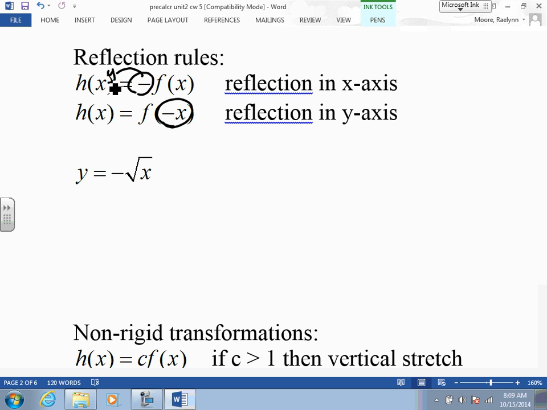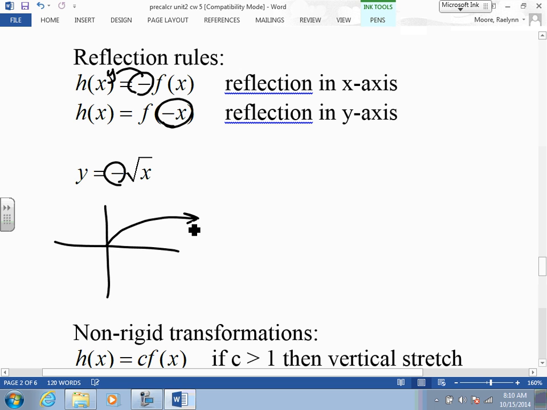So do you see how to remember those? Don't memorize, visualize. If your x is negating, you're over the y. If your y is negating, you're over the x. So out here, which one am I affecting, the y or the x? The y. So here is my basic core graph. Where's this going now? If the y is negating, the y is going from positive to negative. Where am I reflecting over? The x. So it's going to be right here. This is my new graph.